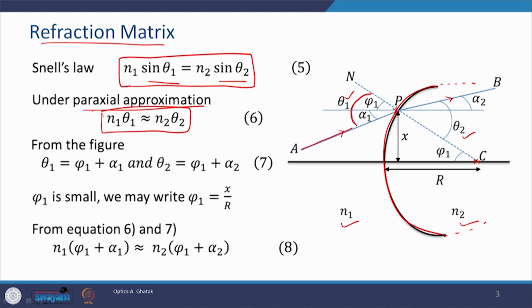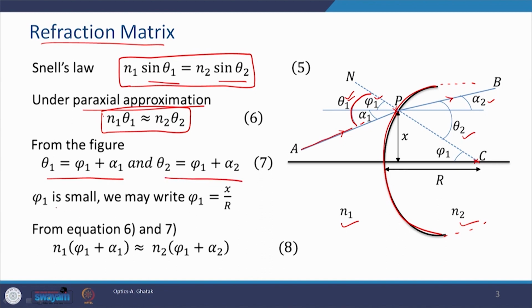Now from the figure we can see that theta 1 is equal to phi 1 plus alpha 1, where phi 1 and alpha 1 are angles measured from the horizontal. Phi 1 represents the inclination of the perpendicular from the horizontal, while alpha 1 represents the inclination of the incident ray from the horizontal. Similarly, we see that the ray after refraction is inclined at angle alpha 2 from the horizontal. Using this we can write theta 1 is equal to phi 1 plus alpha 1, while theta 2 is equal to phi 1 plus alpha 2.